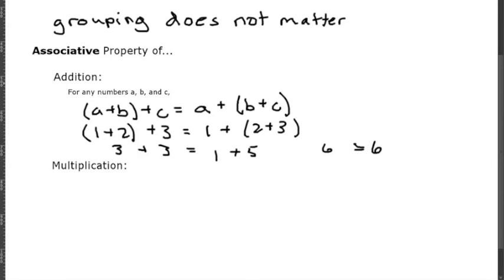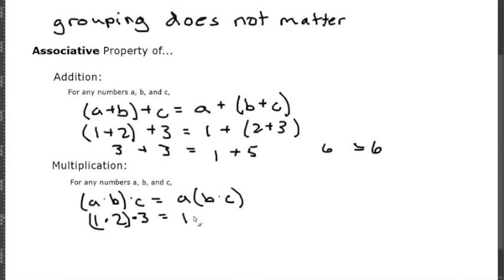Now let's look at it for multiplication. For multiplication, it says for any numbers a, b, and c, (a × b) × c = a × (b × c). Let's use 1, 2, and 3 again. So (1 × 2) × 3 equals 1 × (2 × 3). We know that we have to do parentheses first. So 1 × 2 is 2, times 3. 2 × 3 is 6. So we get 1 × 6. So 2 × 3 we know is 6, and 1 × 6 we know is 6. And those products are equal. So in this case, the grouping of the factors does not change the product. Therefore, the associative property of multiplication is as such.